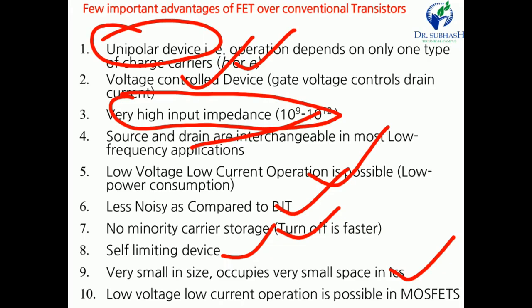Now MOSFET is a higher version of FET, meaning metal oxide semiconductor field effect transistor is a higher version of FET. So we can design a MOSFET using the FET.